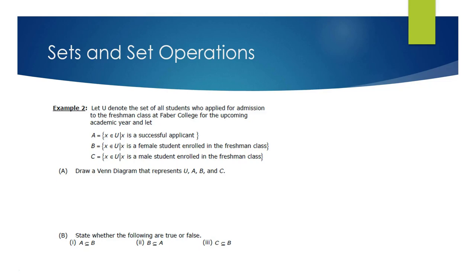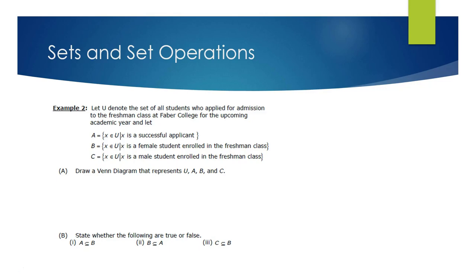So I want you to do two things for this. Draw a Venn diagram that represents U, A, B, and C, and state whether the following are true or false. Is A a subset of B, B a subset of A, or is C a subset of B? Well, it could be one or more.